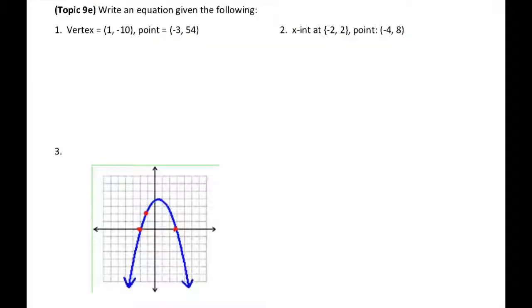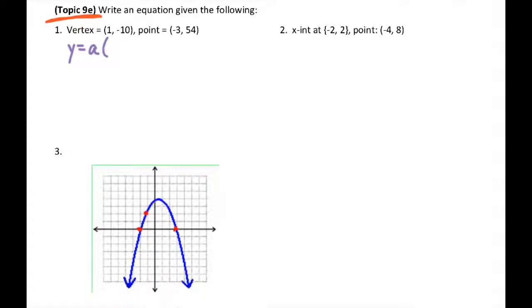All right, these last 3 problems, topic 9E, we're going to write an equation. Now notice how it doesn't say what kind of equation. We could use either intercept form, standard form, or vertex form, whichever one makes the most sense. So for this problem here, number 1, we're given the vertex and a random point. So if I'm given the vertex, I'm going to start with vertex form.